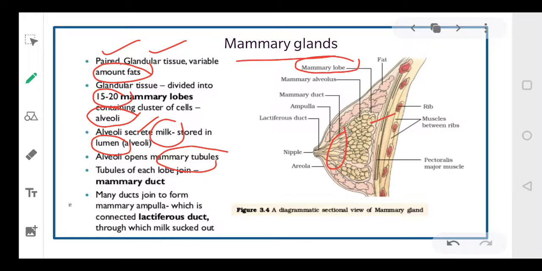You can see here the mammary tubules, the mammary duct. Then the tubules unite to form the mammary duct, and through the nipple the milk is sucked by the growing child. Clear? Is it clear to everyone? Right. Okay, so first the mammary lobes, then you will have the mammary duct, then you have the lactiferous duct, and finally it will be sucked by the child.